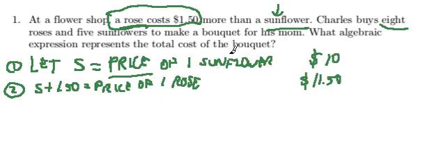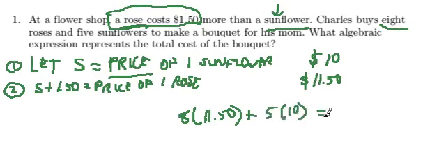Algebraic expression for the total cost of the bouquet. So 8 roses, that's 8 times $11.50. And then 5 sunflowers, that's 5 times 10. That's going to give me the total cost. I could even do this, say, this is $92, this is 50, that's $142.50, but this number isn't really important, right? It's more important that that's how I'd calculate it. 8 times $11.50 plus 5 times 10.